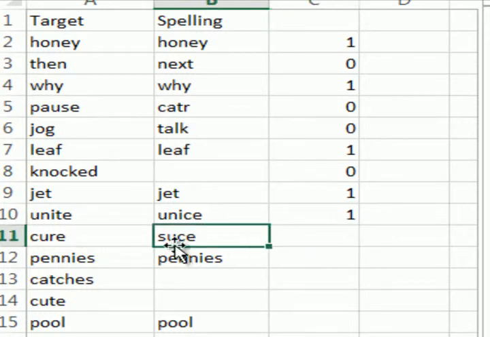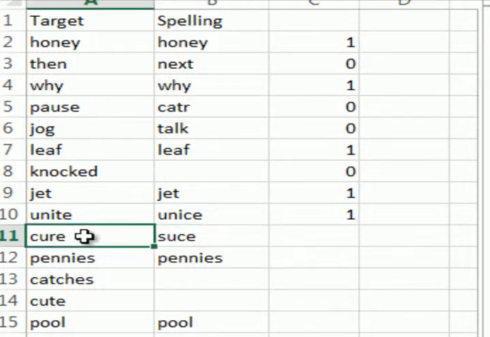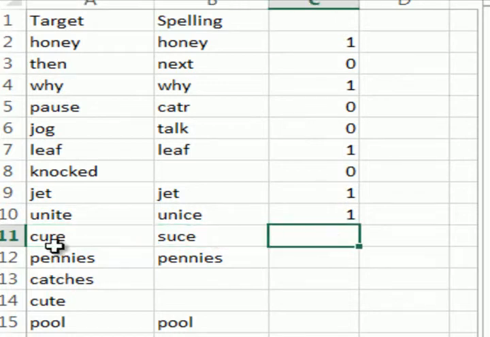Cure, spelled as S-U-C-E, really a judgment call. By the way, we have run reliability with lab assistants on the determination of analyzable versus not analyzable, and we always are over 90%. So it actually comes out easier than it sounds. So with this case, I probably would say that it's analyzable since the vowel structure is there.